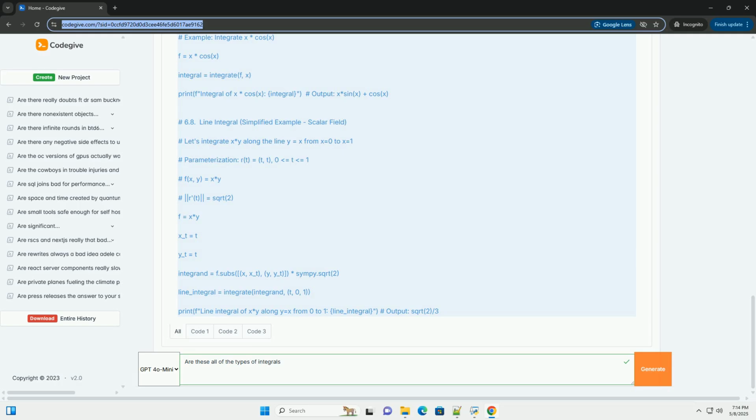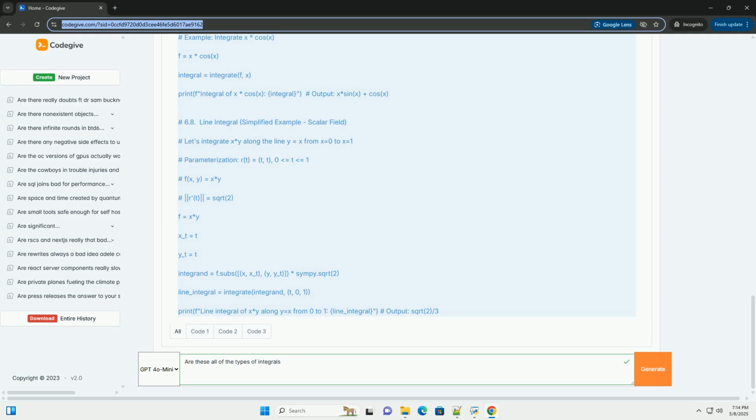= ∫_a^b F(r(t)) · r'(t) dt = ∫_a^b [P(x(t), y(t), z(t)) dx/dt + Q(x(t), y(t), z(t)) dy/dt + R(x(t), y(t), z(t)) dz/dt] dt. This represents the circulation or work done by the vector field along the curve.